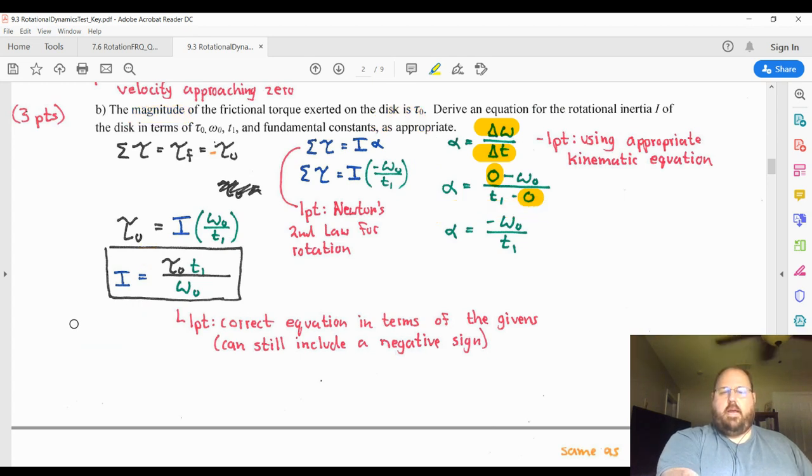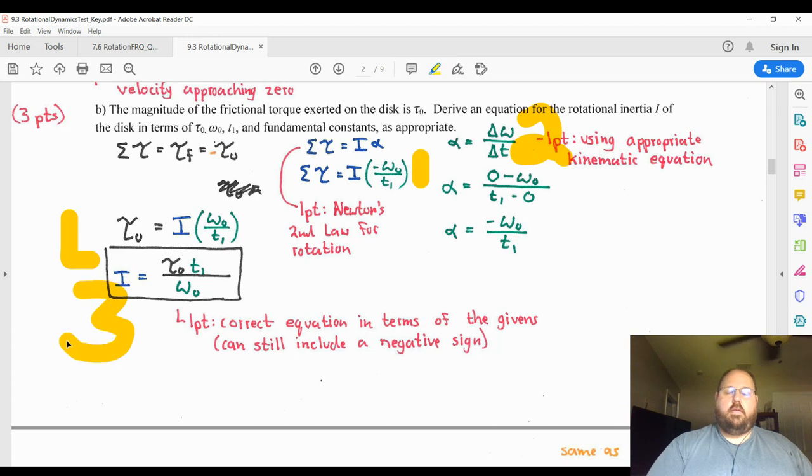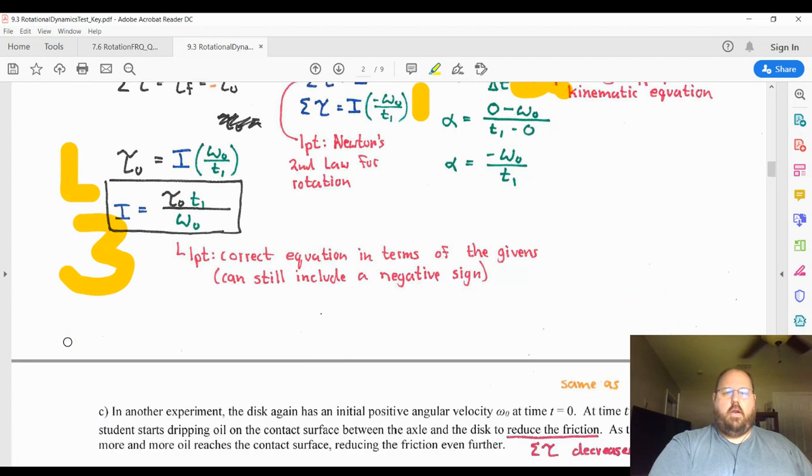So, recapping that, the first thing we're looking for is a correct application of Newton's second law, and a correct application of some appropriate kinematics equation. I can't think of anything you would do other than alpha equals delta omega over delta t. And then if you got the whole thing derived correctly, looks something like that, then you get the third point. Getting better with the mouse thing. Okay. And again, it doesn't matter if you have a negative sign in there or not. The question asks you about the magnitude. Okay, so that is part B.